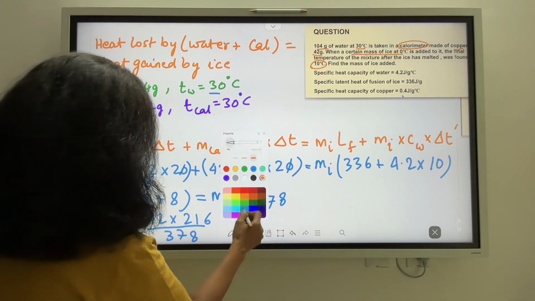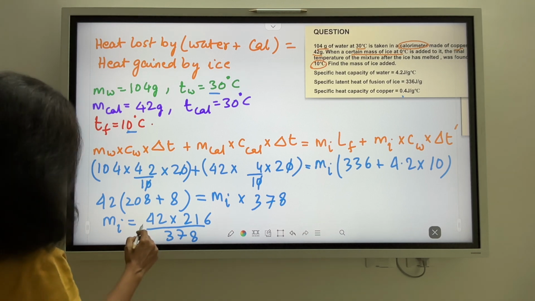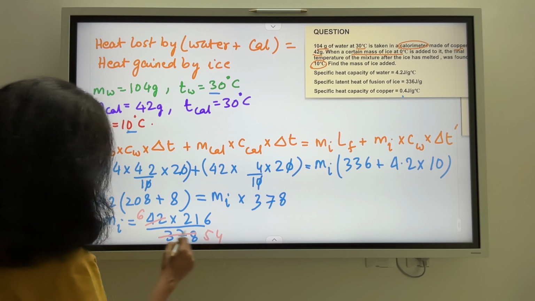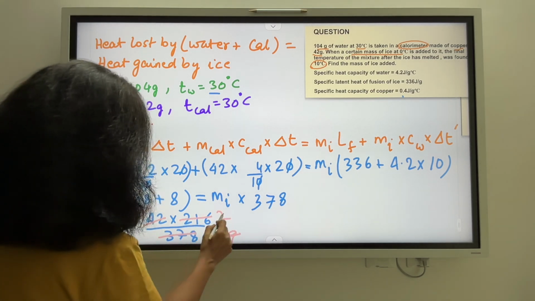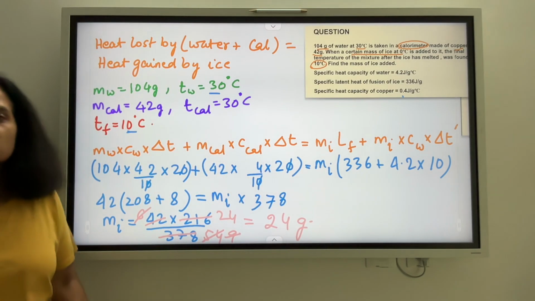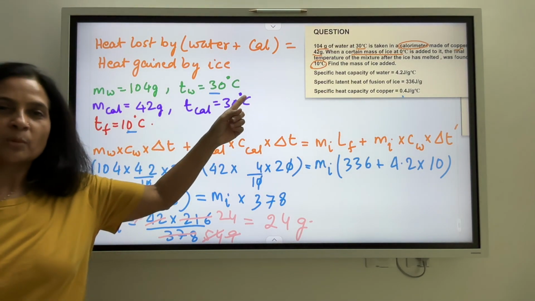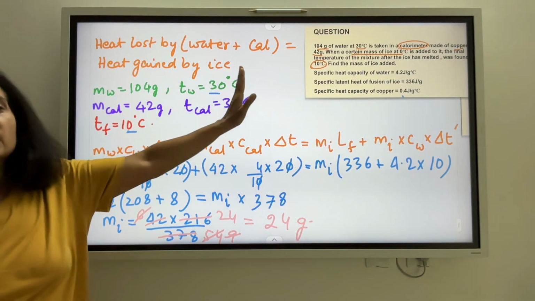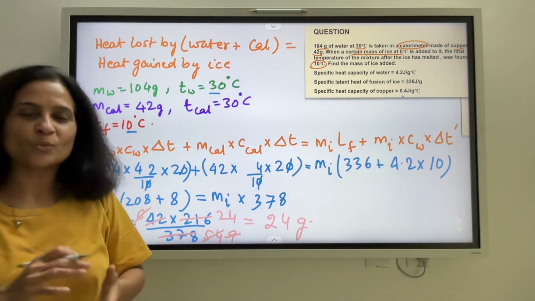Let's use a different color. Alright. So क्या चीज़ आ जाएगा? 7 6 7 5 35, 7 4 28, 6 9 9 2 18, 9 4 36. So 24 gram of ice melts into the water plus calorimeter का combination to produce a final temperature of 10 degrees centigrade. So we are now moving on to our last question for today.